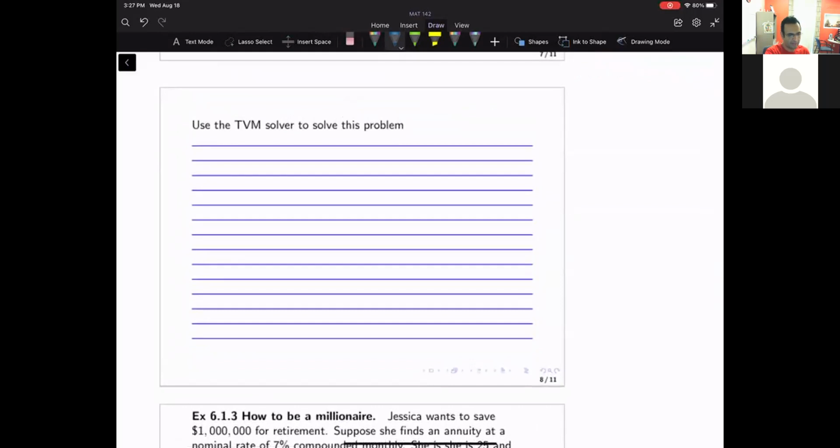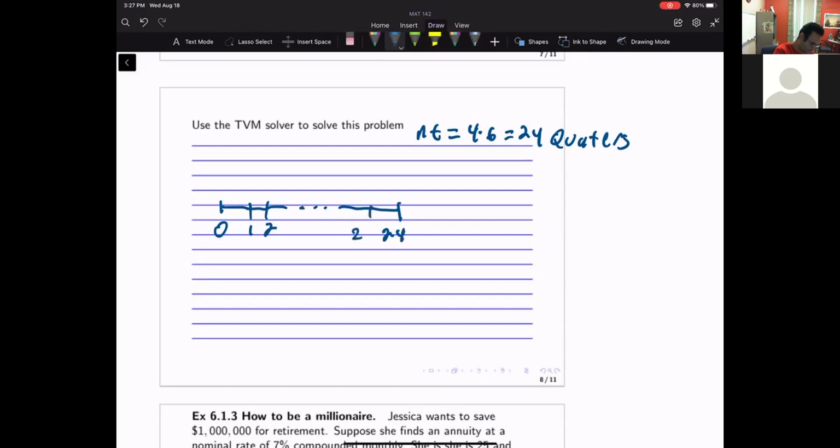So before I get started with that, I'm going to write a little timetable. So you have N, which is going to be 4 times 6, so it's going to be 24. That means we have 24 quarters or 24 payments. And then we represent that with a timeline. So here we have 24, 23, and then we have our payment of 3,500, 3,500, 3,500.